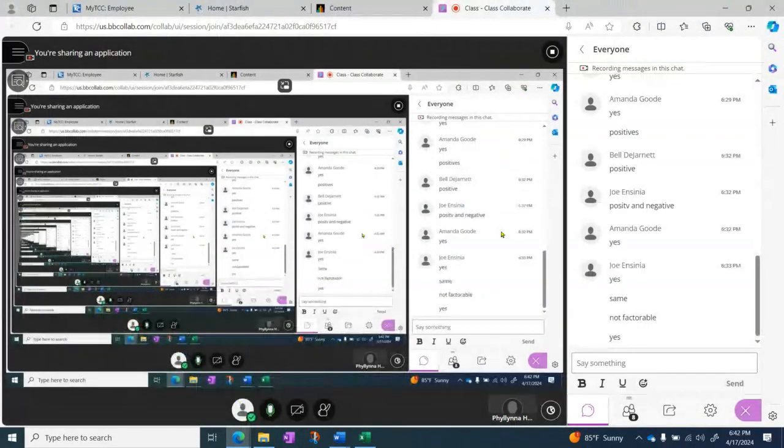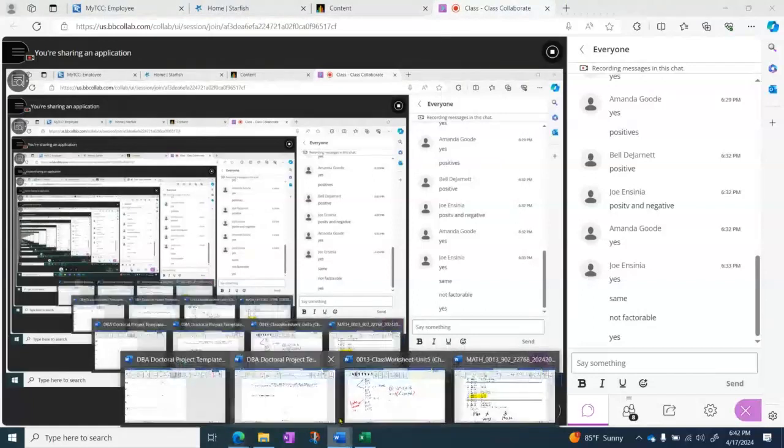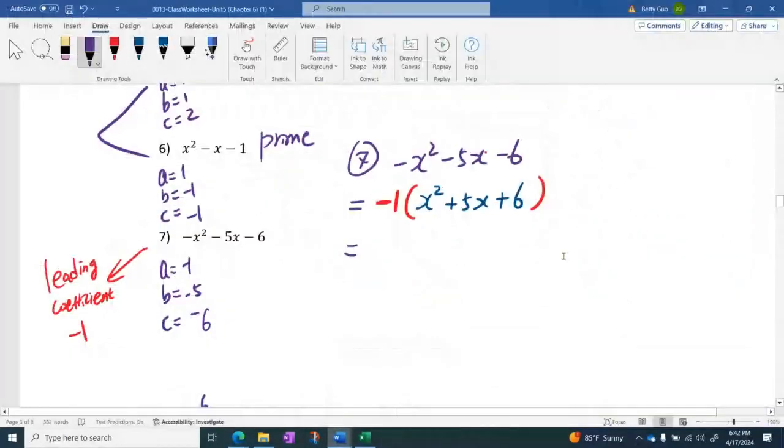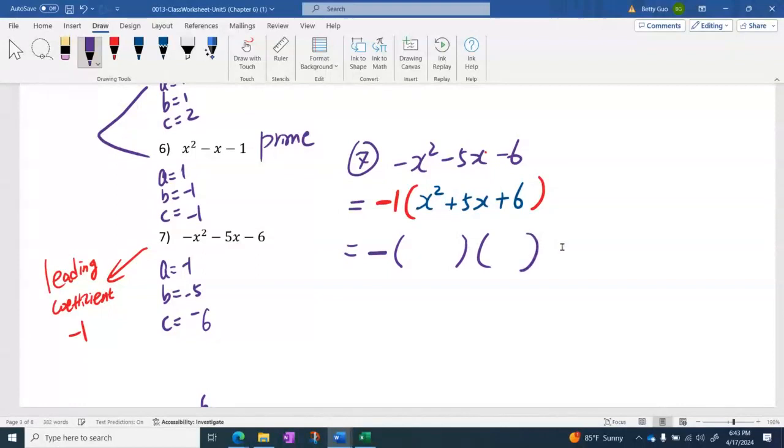So again, if the leading coefficient is -1, we need to factor out -1. And normally we don't really write the 1 out, just leave a negative sign here. And now let's factor x squared plus 5x plus 6. I give you 1 minute for that. Now let's factor the blue trinomial x squared plus 5x plus 6. Firstly, we factor the negative sign out. Secondly, we're going to factor x squared plus 5x plus 6.